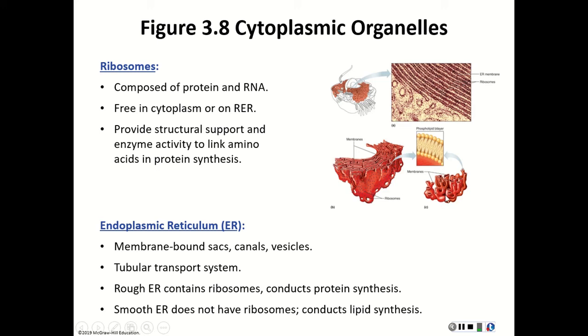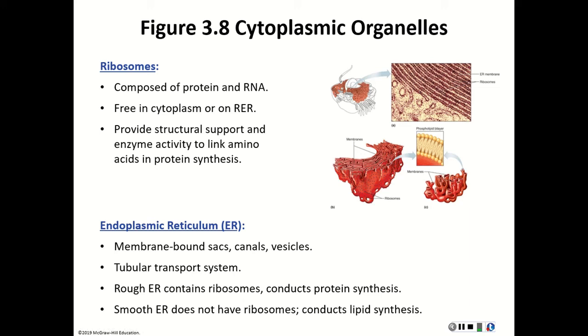Going on to the endoplasmic reticulum, these are membranes that make all of these tunnels. It looks kind of like a maze. It's a very long tubular system. And within that tubular system, we are going to synthesize something. So the rough ER is important for protein synthesis, while the smooth ER is important for lipid synthesis.